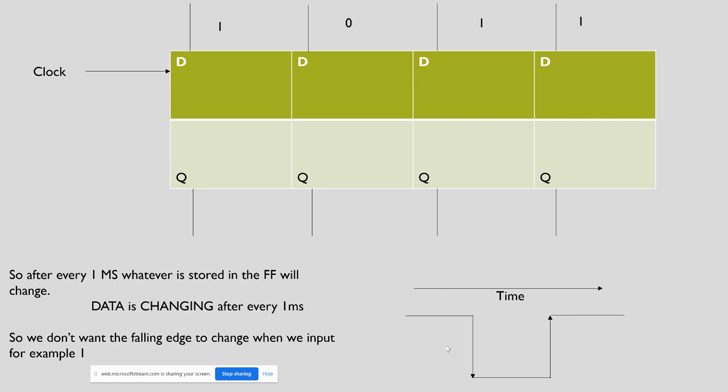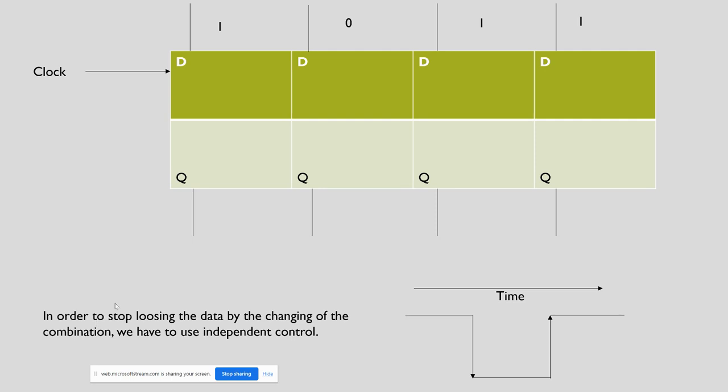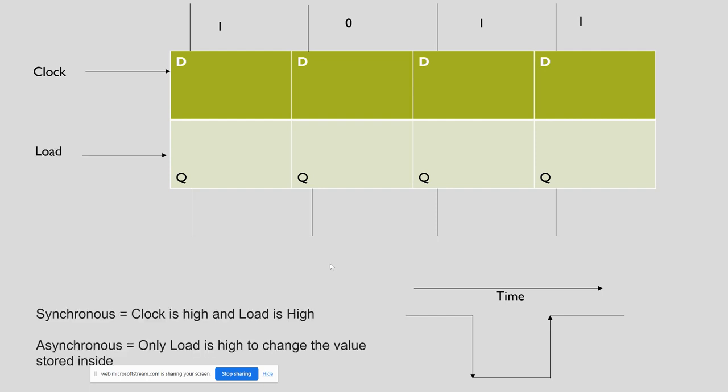We don't want the falling edge to change the data when we input, for example, 1. When I input 1, I don't want the data to change when we have the falling edge. So in order to stop losing the data by the changing of the clock, we have to use something called independent control. The independent control here is called load. Load will help us to be able to control this.